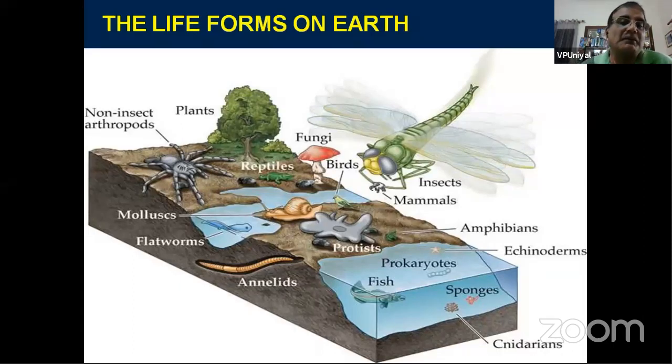If you are a biologist or you are working on plants, most of the time your focus is on plant diversity. You will see only the plant life. If you are working on fungus, your focus will be on fungi. If you are working on gastropods, your focus will be gastropods. If you are an ornithologist, your focus is birds. But every component is important for biodiversity.